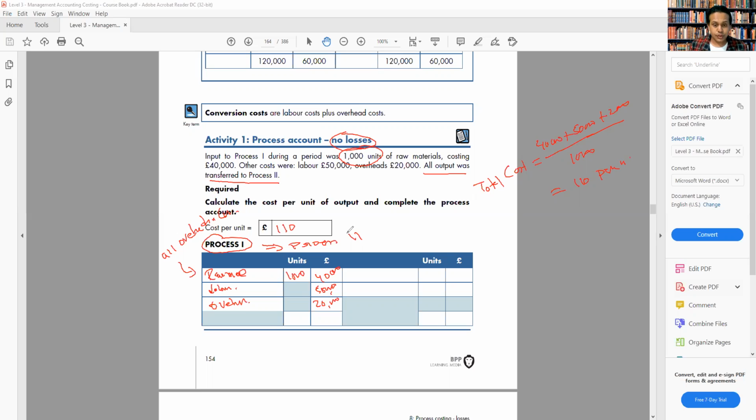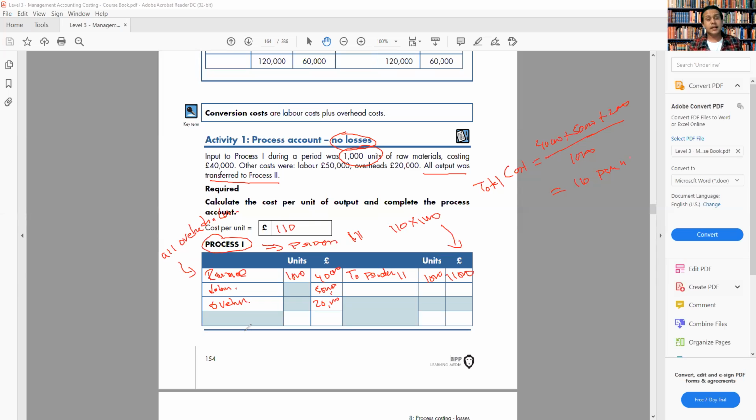So in process 2 we have an output that is 1000 unit. So process 2, and actual input is 1000 unit, actual output is 1000 unit, there is no loss. And the value is how much? 110,000, because 110 per unit for 1000 unit, it will be 110,000.